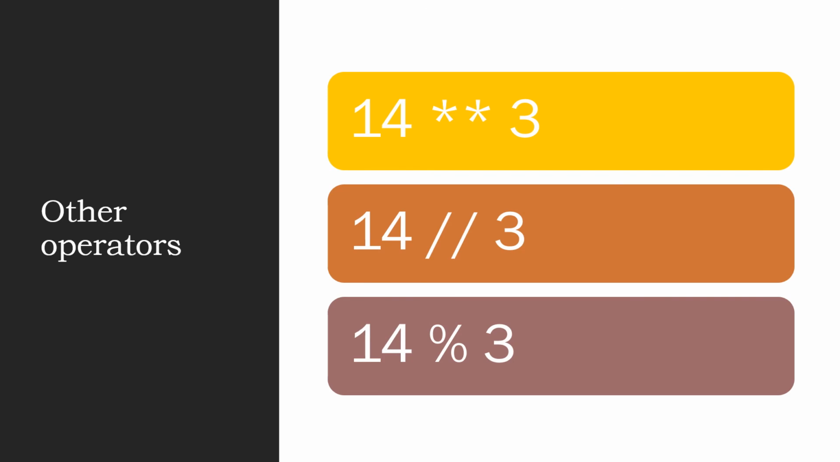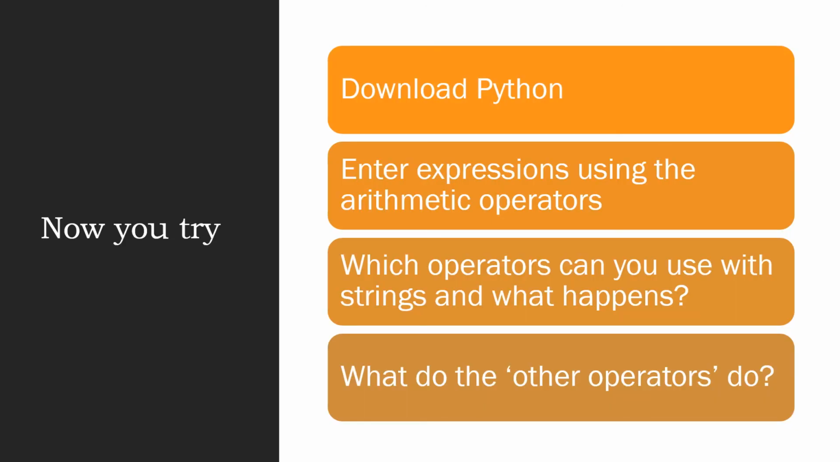There are some other operators that we haven't looked at yet: 2 stars, 2 divide signs, and a percent sign. I'm not going to tell you what they do, so that's your task to try to find that out before the next lesson. Here's a bit of a clue: the percent sign does not work out percents.